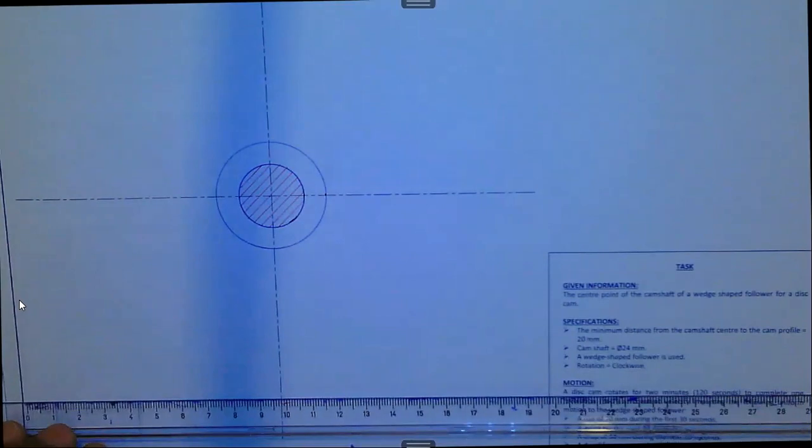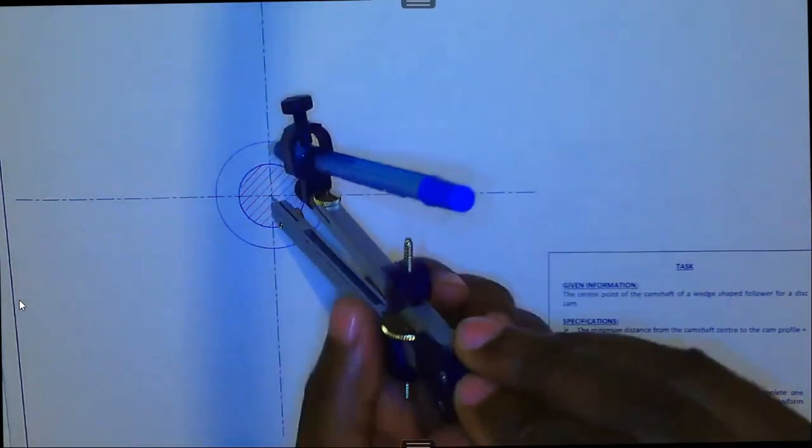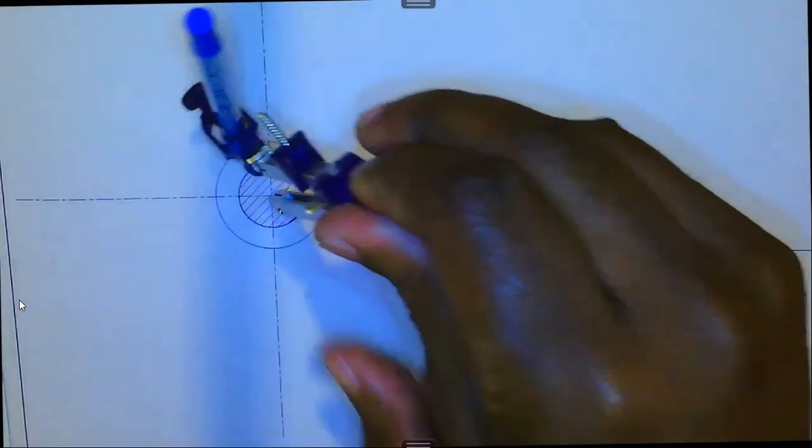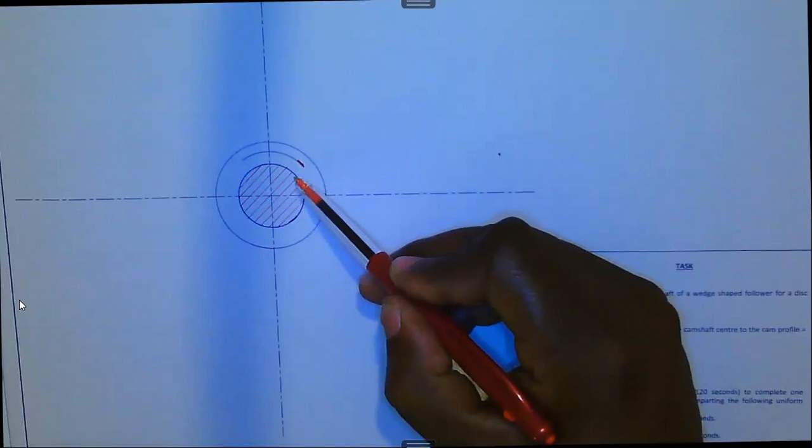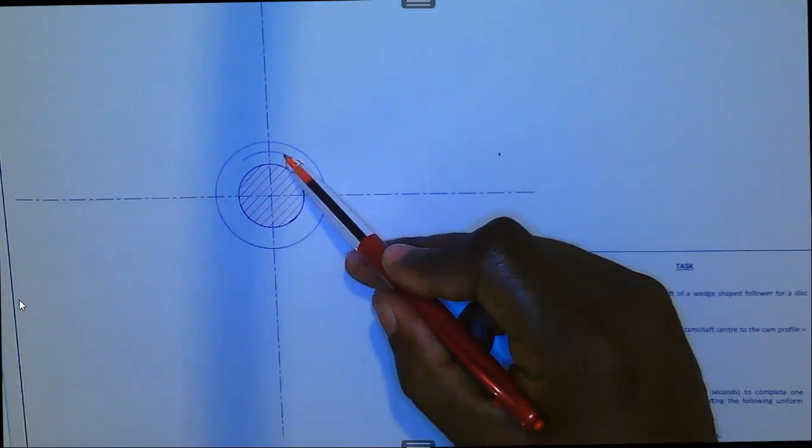Then a wedge-shaped follower is used. We don't have the wedge-shaped follower yet; we are going to look at the specifications. Then the direction is clockwise. Like I said, if you are given the direction, you specify that direction in between here, just darken one end like that. It would show the direction. So far, you get a mark for drawing the camshaft and the hatching. You would also get a mark for the direction, and a mark for the minimum diameter.